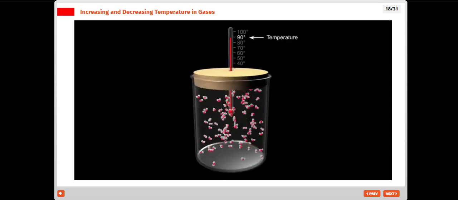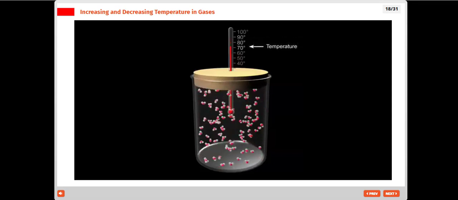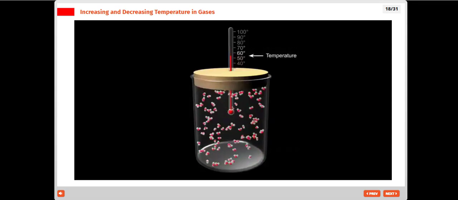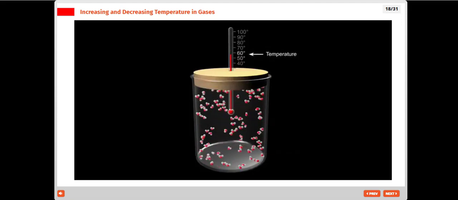As the temperature inside the jar decreases, the water vapor molecules move more slowly. And as the temperature increases, the water vapor molecules move more quickly.